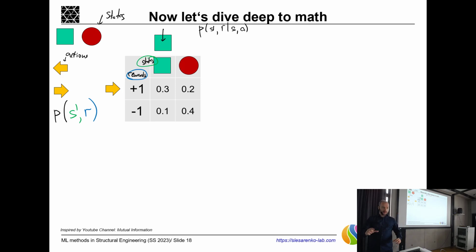If I see the green square and I press right, this table gives me all the information of what happens next. With probability 0.4, I will get -1 as a reward, and I will move to the circle. With probability 0.1, I will remain a square, but I still get a penalty. With probability 0.3, I will get a positive reward and still be a square. And with probability 0.2, I will get a reward and move to the circle. That describes what happens when I press right on a green square.